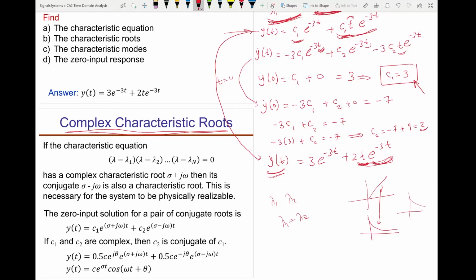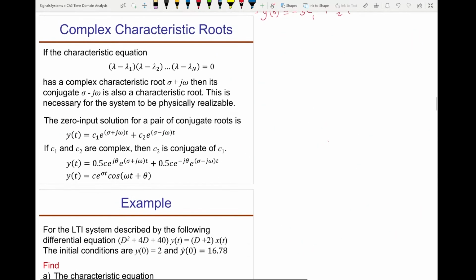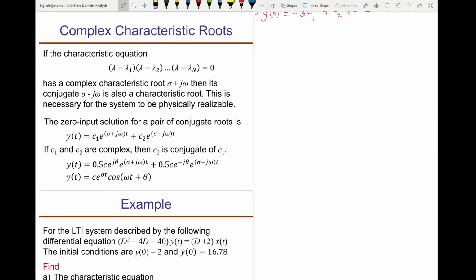The third possibility is when lambda 1 and lambda 2 are complex roots. They may equal sigma plus j omega, where sigma could be 3 and j omega could be 2, something like this. In this case, lambda 1, lambda 2, lambda n could be complex, and let's say lambda 1 equals sigma plus j omega.